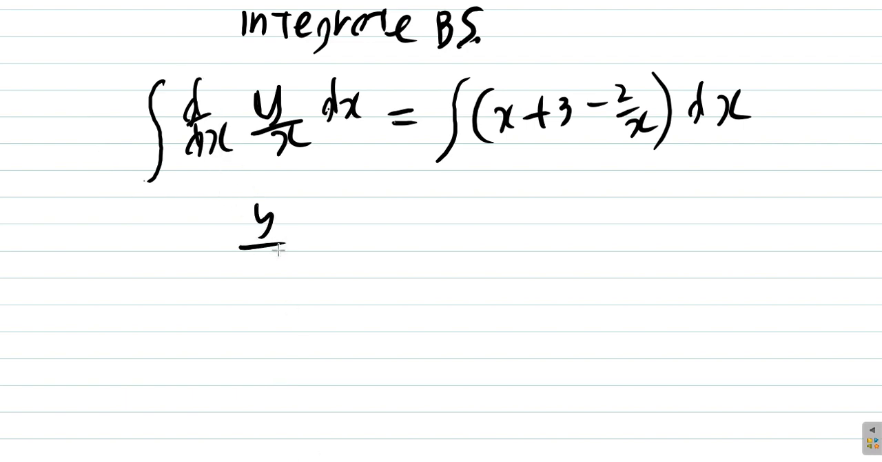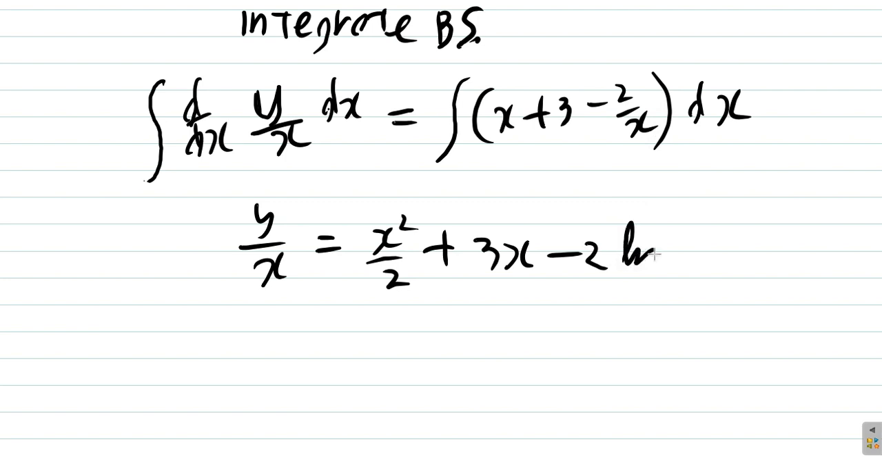So what you have is y over x equals, integrate x, you get x squared over 2, plus you integrate 3, you're going to get 3x, minus, you integrate 2 over x, which is going to be minus 2 ln x, then plus your constant of integration, call it c. Right? So that's what we have so far.